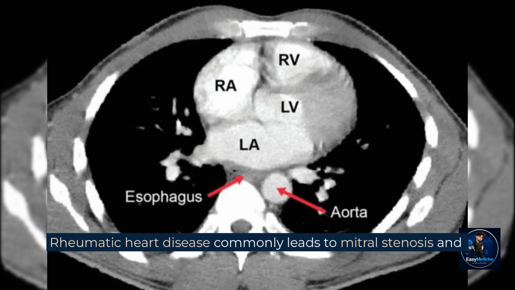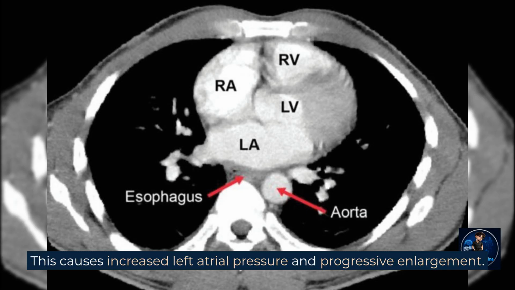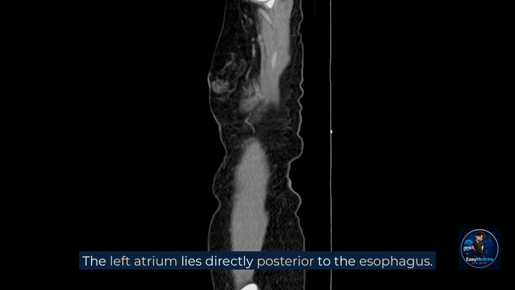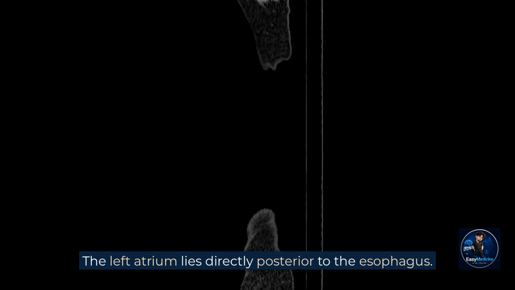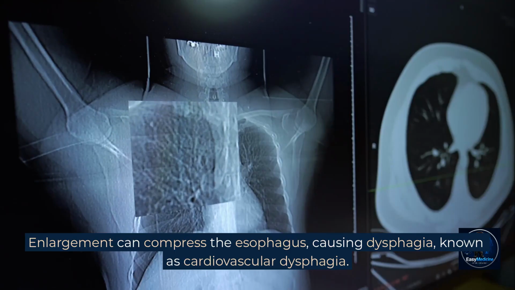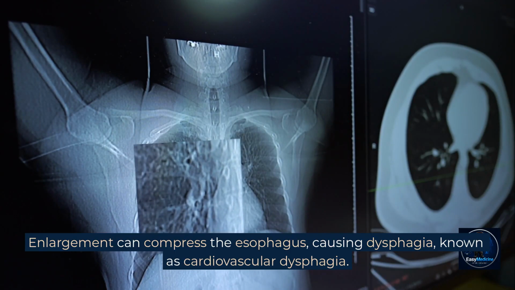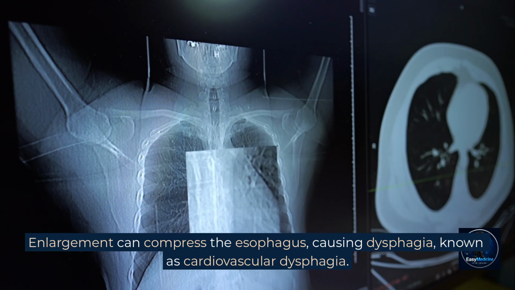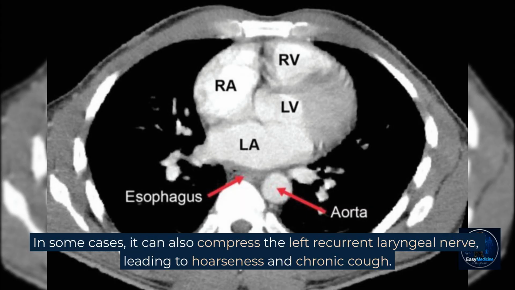Rheumatic heart disease commonly leads to mitral stenosis and regurgitation. This causes increased left atrial pressure and progressive enlargement. The left atrium lies directly posterior to the esophagus. Enlargement can compress the esophagus, causing dysphagia, known as cardiovascular dysphagia. In some cases, it can also compress the left recurrent laryngeal nerve, leading to hoarseness and chronic cough.